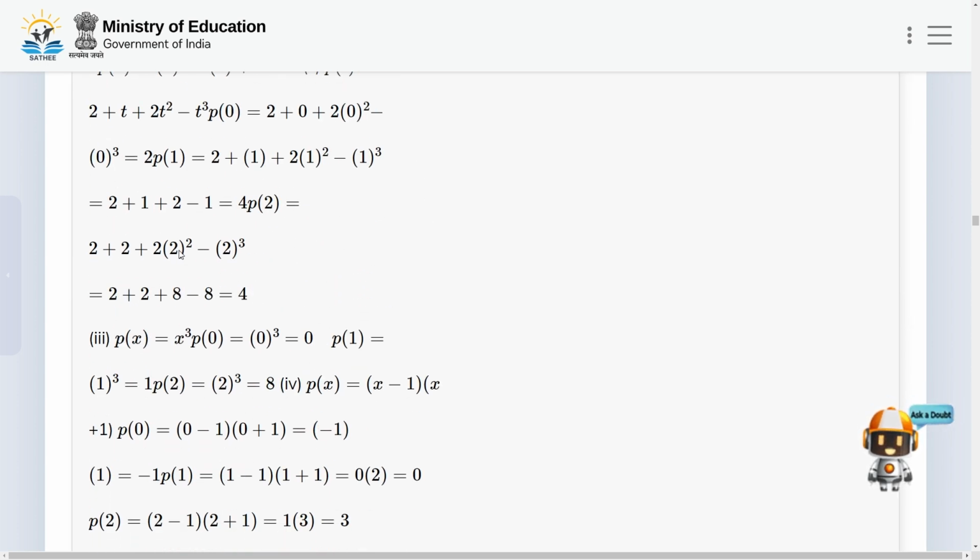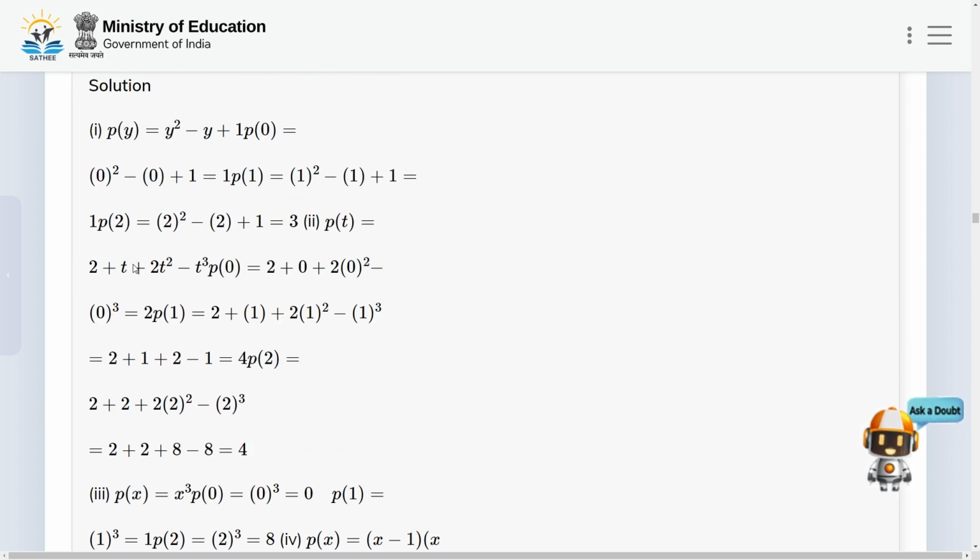So in the second one, here we have p of t is equal to 2 plus t plus 2t square minus t cube. So now p of 0 is equal to 2 plus 0 plus 2 times 0 square minus 0 cube, and this is equal to 2. Okay, so the value of p of t at point t is equal to 0 is 2.